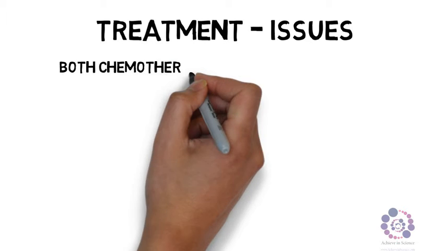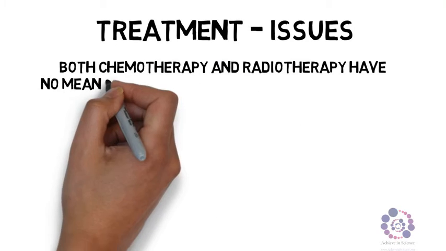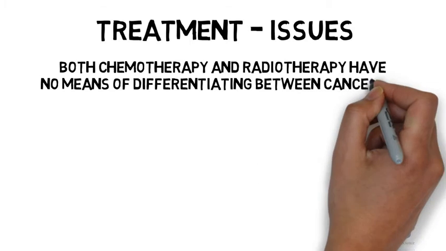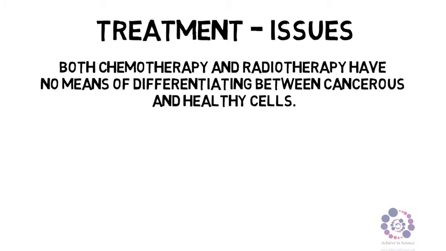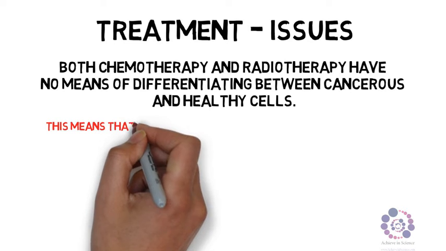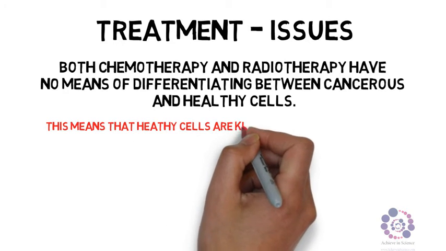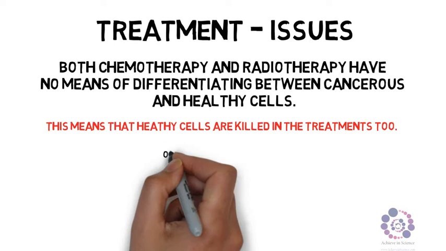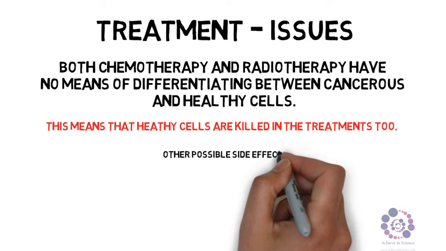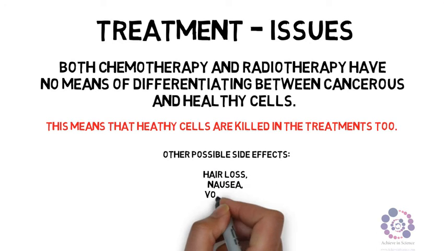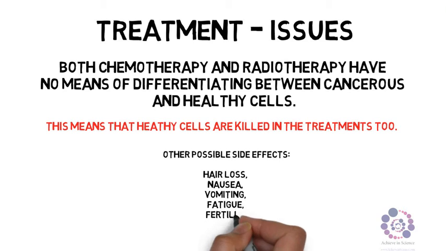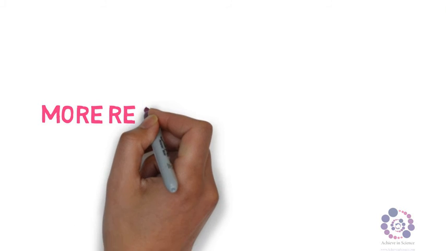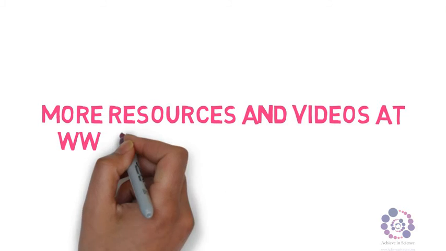Now, with any treatment, there are always issues. So with chemotherapy and radiotherapy, there are issues. The main issue is that both of these procedures, both chemo and radiotherapy, cannot differentiate, so cannot tell between a cancerous cell and a healthy cell. This means that healthy cells are destroyed, are killed by these processes. Therefore, there are also other connected issues. There might be hair loss, particularly with chemotherapy. There might be nausea, which is sickness, vomiting. There might be fatigue, so they're going to feel very, very tired, and they might also result in a lack of fertility as well.